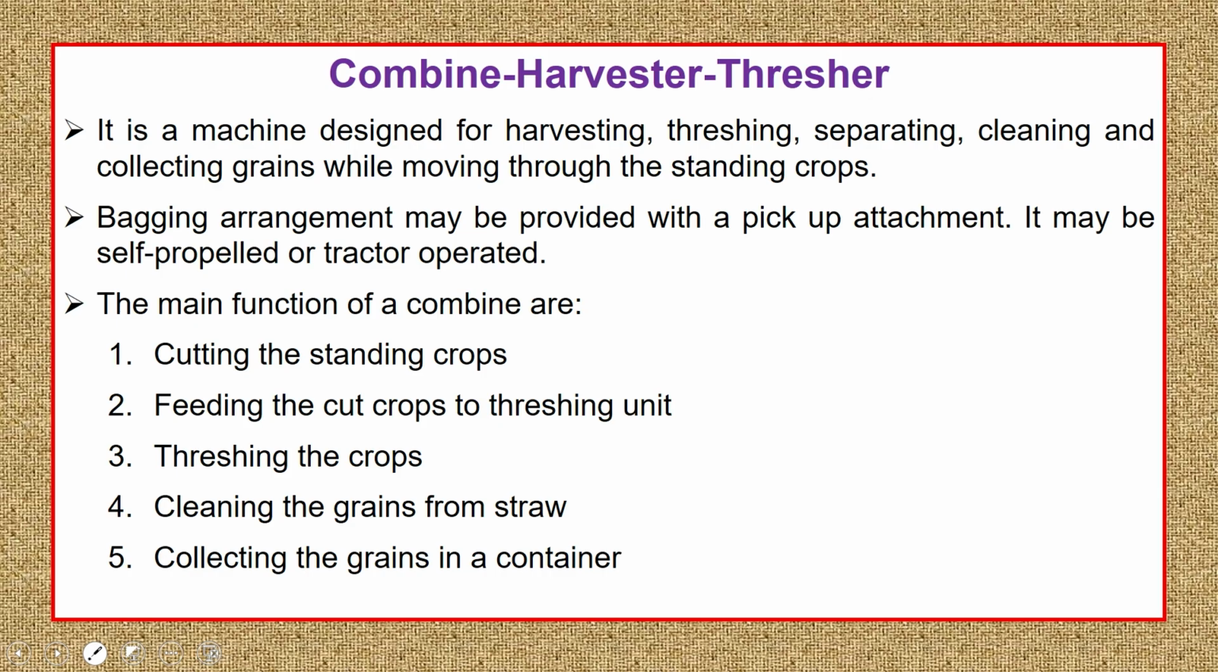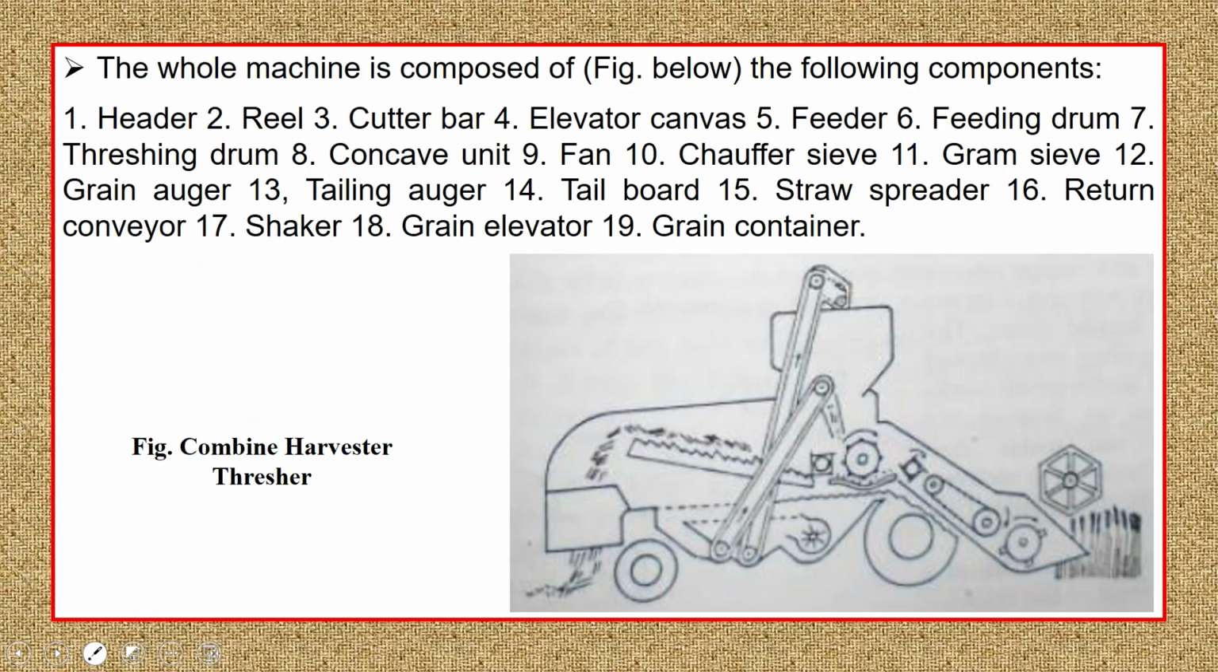Then the grains along with the fine dust and impurities will be taken into the cleaning unit, where there is a set of sieves that will clean the grain and remove the foreign matter from it. That clean grain will be collected in the container, and as the container fills to its maximum, it will be discharged with the help of a discharge auger. This is the schematic diagram of a combine harvester.